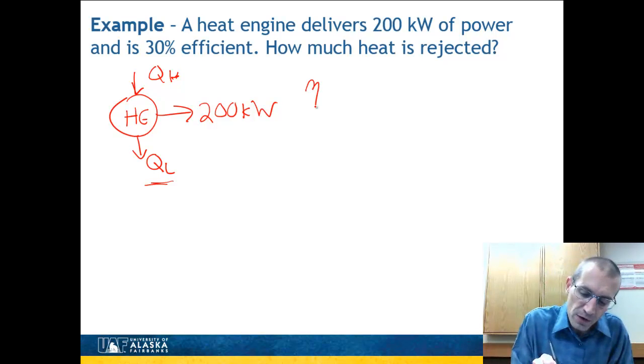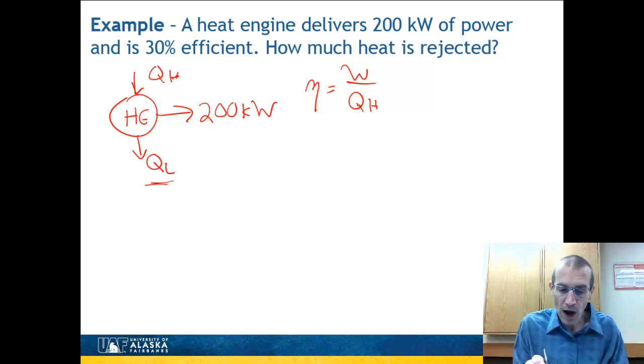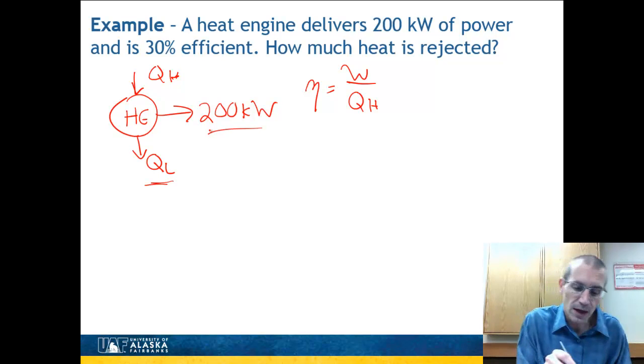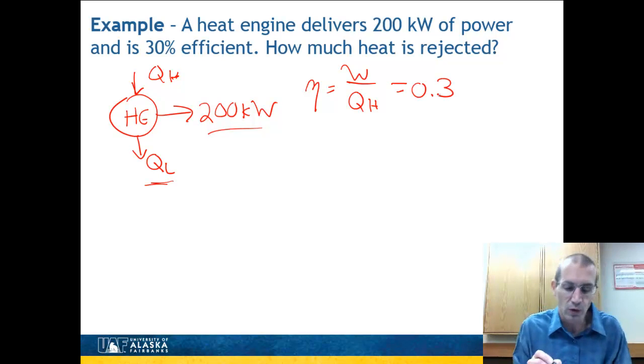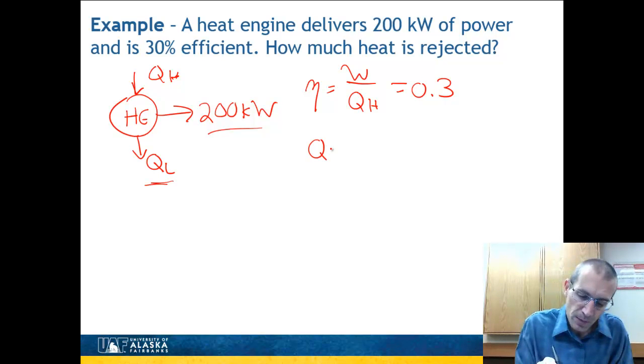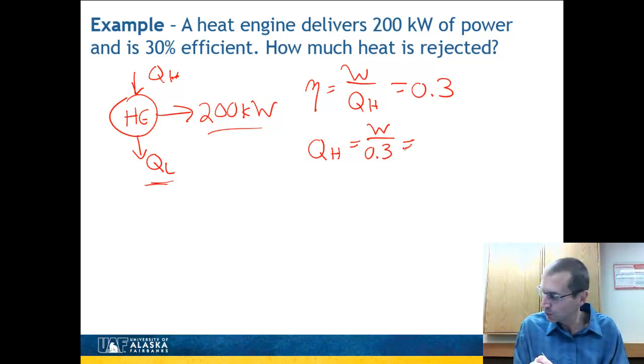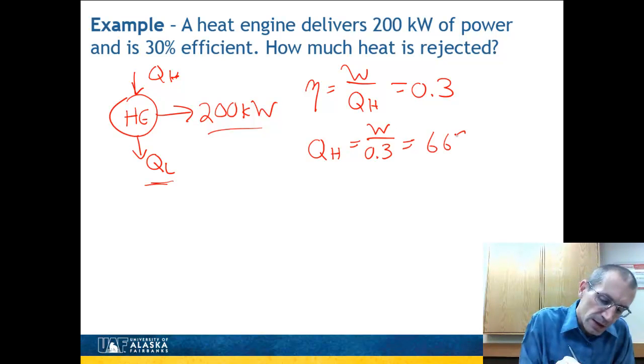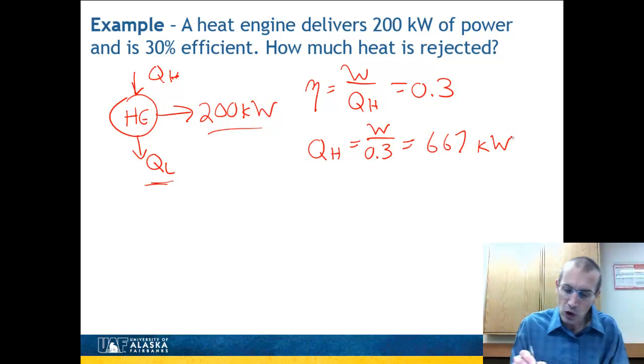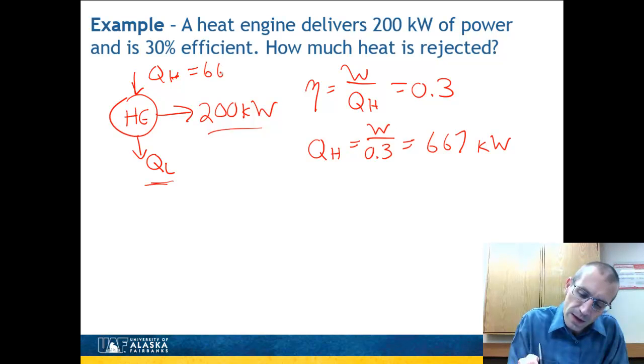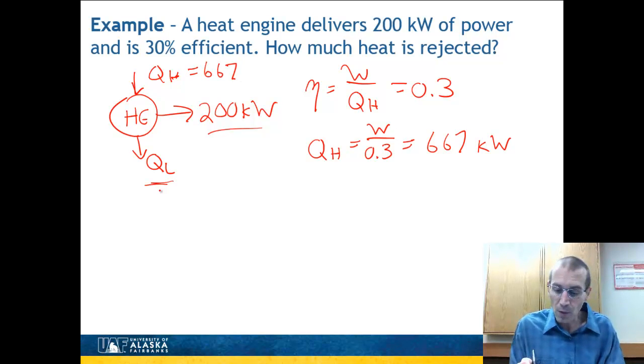If I go back to my efficiency equation, I can write it in the form of W over QH. And so I know my W is 200 kilowatts, and I know my efficiency is 30%, or 0.3. So from there, I can solve for what QH is. QH is going to be W over 0.3, and that is equal to 667 kilowatts. So QH up here is 667. And still trying to find QL.